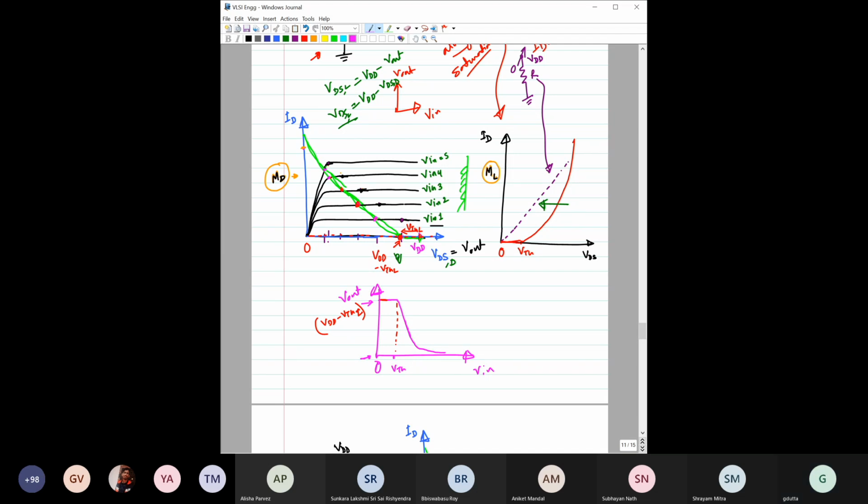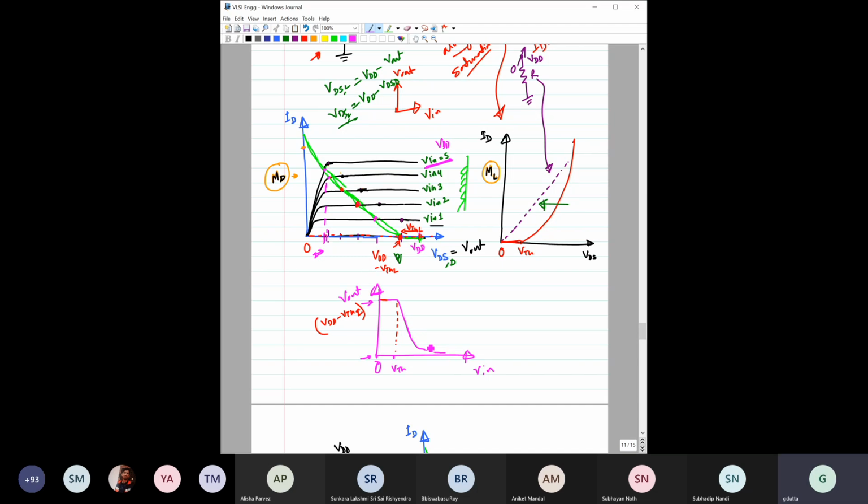It will not become 0 because there will be some current and some VDS required. Also from this you can clearly see, this is the cross section. So minimum it can reach up to this part. It cannot be lower than this. If this is Vin equal to VDD, then it cannot go below this point. This is basically Vout, so the minimum value is this.